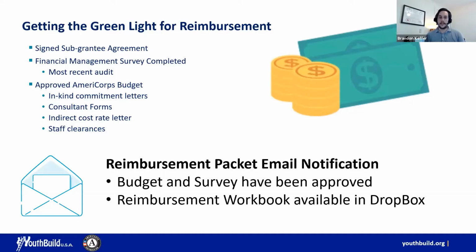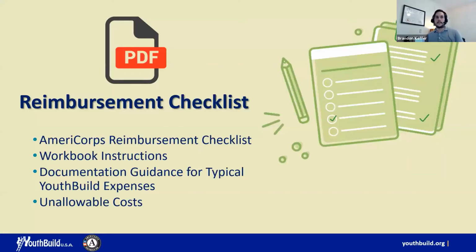Once those are in place, you will get notification from your financial manager that the grant year is up and running, ready for reimbursements. Your budget and survey have been approved, and that your reimbursement workbook is available in Dropbox. Your first point of reference is going to be the reimbursement checklist. That's going to let you know what you need to submit for reimbursements and the order it needs to appear in.